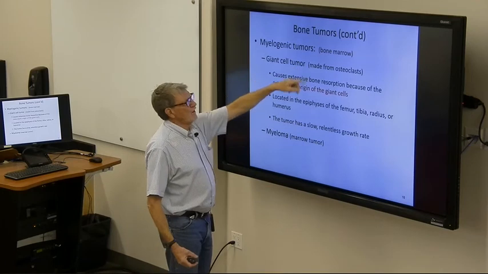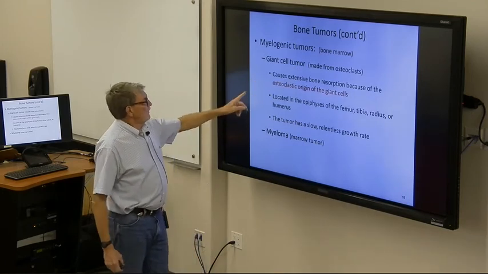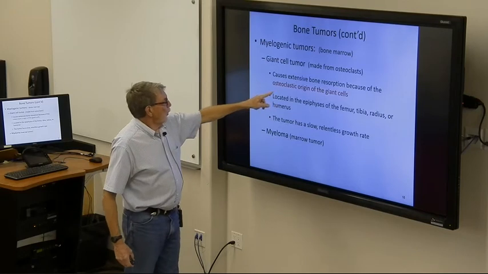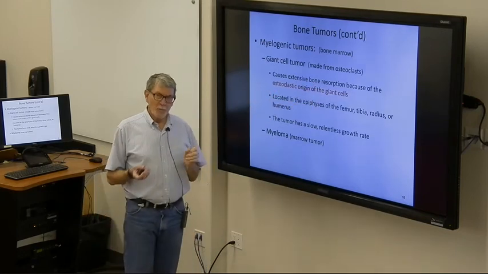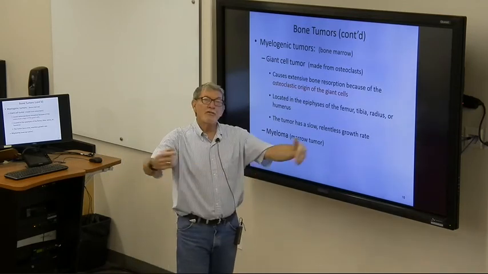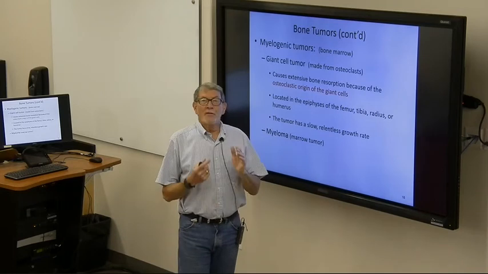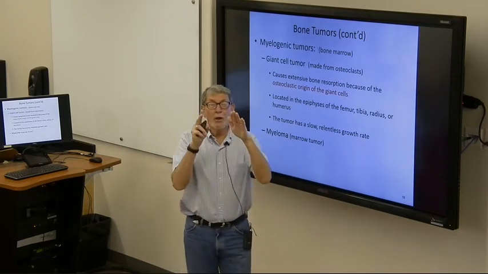Myelogenic tumors then develop in the bone marrow. They often come from osteoclasts. If you remember, the osteoclasts are the ones that eat bone and release calcium into the bloodstream. They're good. They raise your blood calcium when you need it. They also help remodel bone.